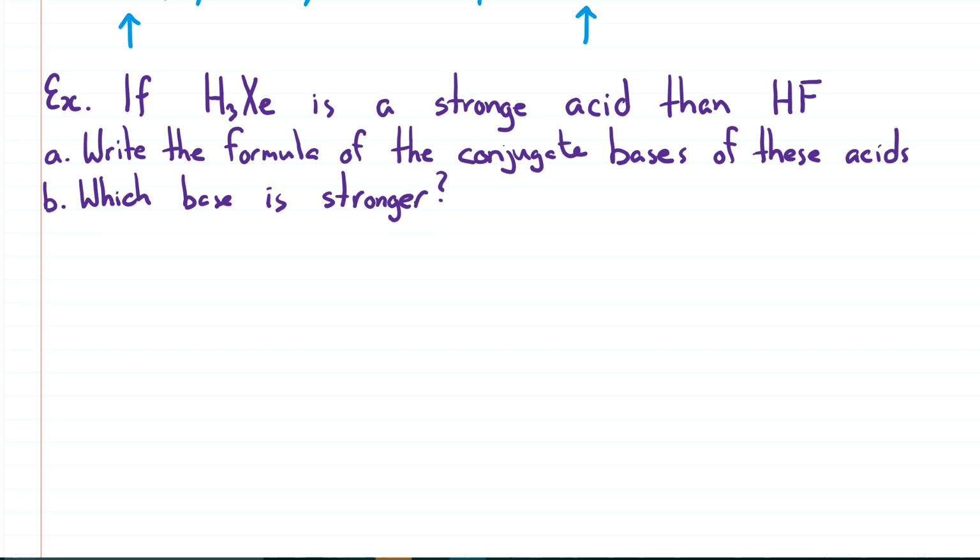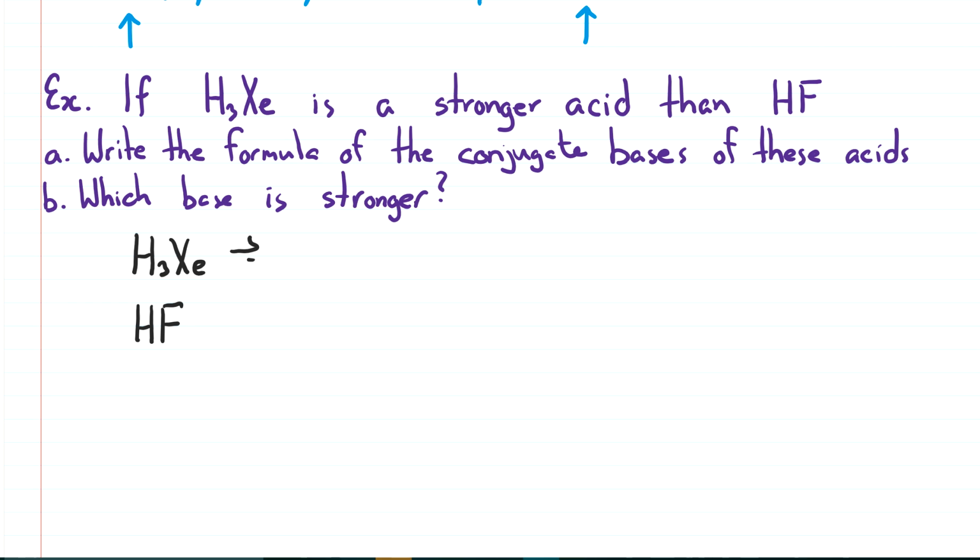Okay, so here's another question. If H3Xe is a stronger acid than HF, write the formula of the conjugate bases of these acids, and then which of those bases would be stronger if you're comparing those base strengths. So let me pause the video. So if you think about H3Xe, if it's stronger than HF, it would have to be higher up on the table. So I'm going to write it as if it was on the data table.